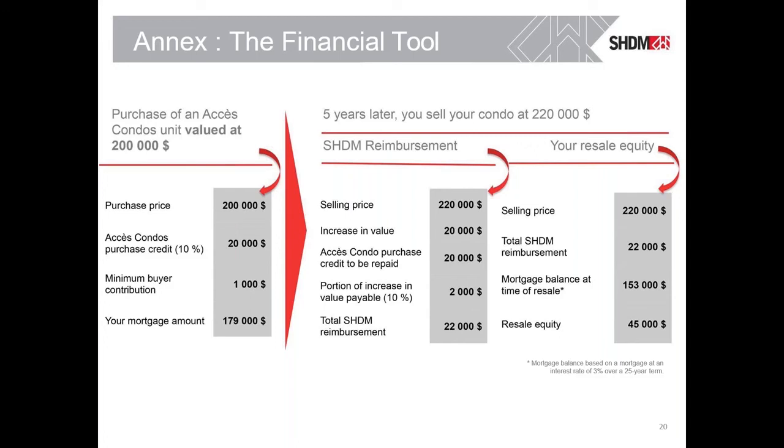Five years later, if we have a selling price of 220,000, we have an increase in value of 20,000. The purchase credit has to be repaid, 20,000, and we also cash in an increase in value of 10%, so it's 2,000. The reimbursement will be $22,000. So the resale equity will be 220,000. Total SHDM reimbursement 22,000. Mortgage balance at the time of resale would be 153,000. So the final resale equity would be 45,000.